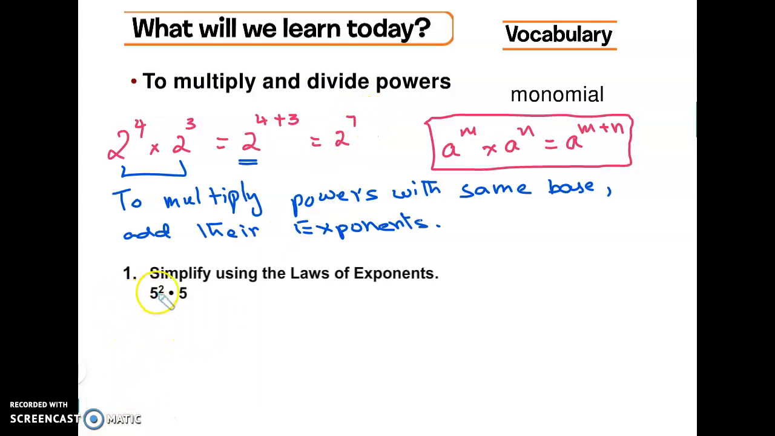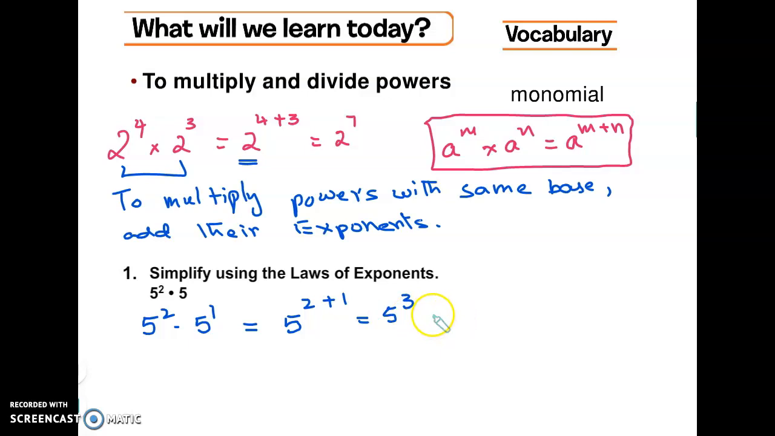Let's practice some questions. The question says simplify using the laws of exponents. So the question is given 5 to the 2nd exponent times 5. There is no exponent, which means there is always a 1 there. Remember, we used to talk about it. So I can write it as 5 to the 2nd exponent times 5 to the 1st exponent. Then I see the same bases, so I'm going to keep the base, 5, and add the exponents, 2 and 1, which gives 5 to the 3rd exponent.